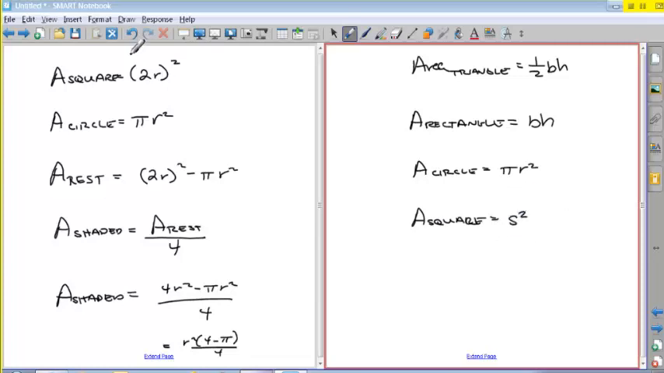So I use this one here, I use that one there. So it might be advantageous to make sure you understand those because I could use those in the problem.